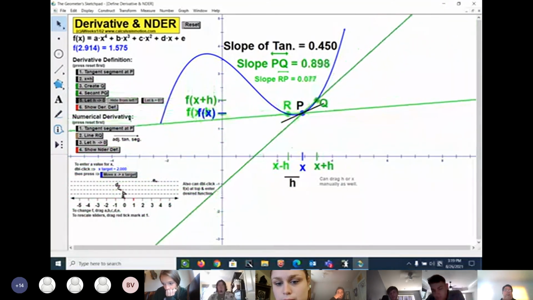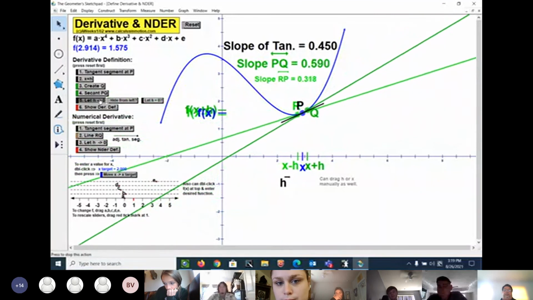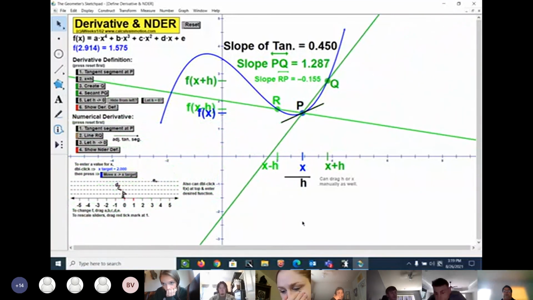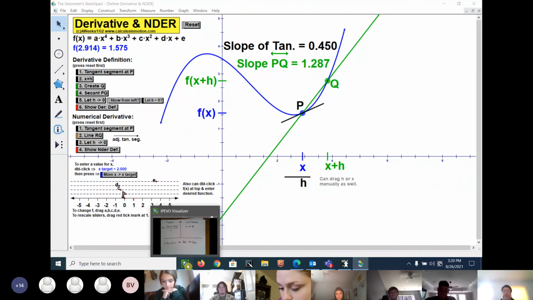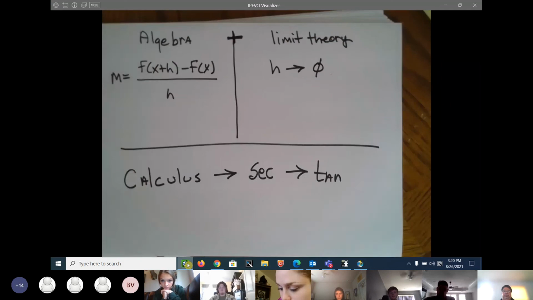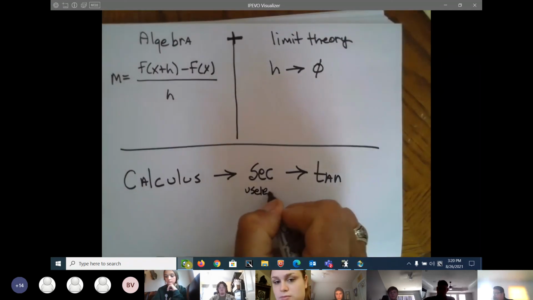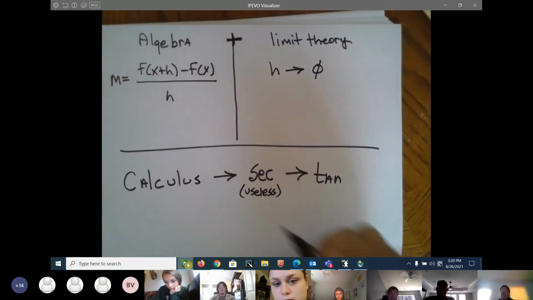I'm going to pause it. I'm going to see if I can pause it. The secant line, see the secant line? The secant line is in the middle. Everybody see that? The secant line is inside the curve. Does everybody see that? To us in science, the secant line is pretty much useless.